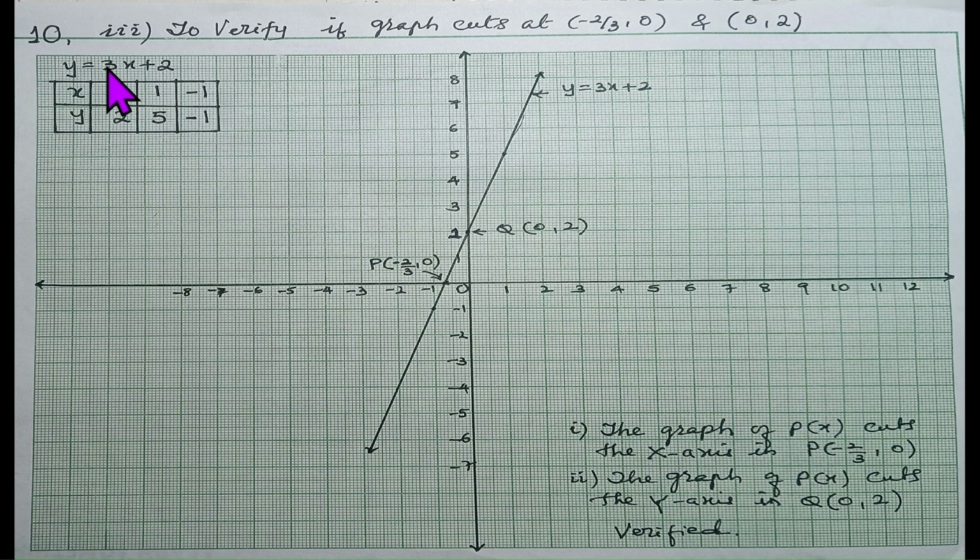So that confirms the values of a and b in the linear equation y is equal to 3x plus 2, and that is verified. Also the graph cuts the x-axis at minus 2 by 3, 0, and cuts the y-axis at 0, 2. So that again confirms or verifies the line of the linear equation y is equal to 3x plus 2, which we wanted to verify. So that is how it is verified.